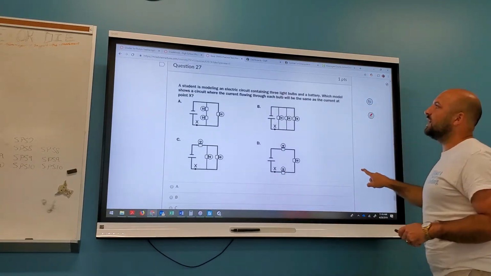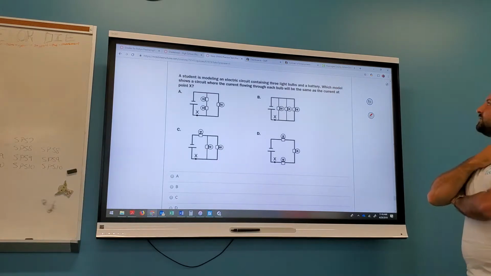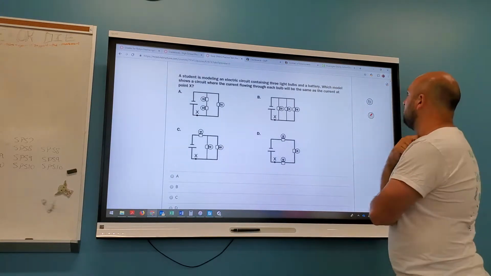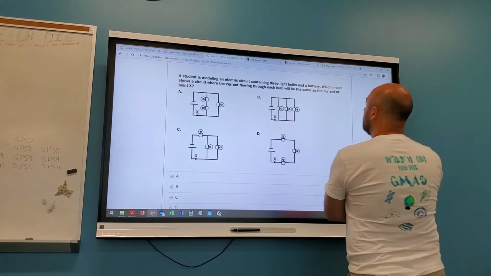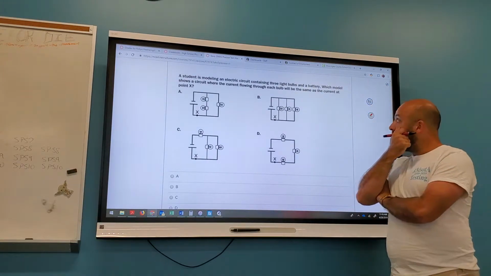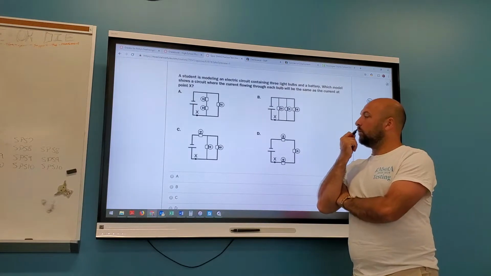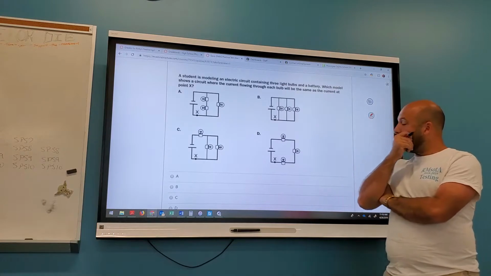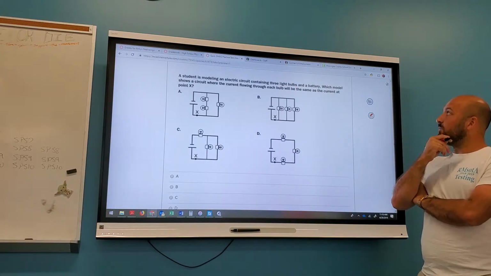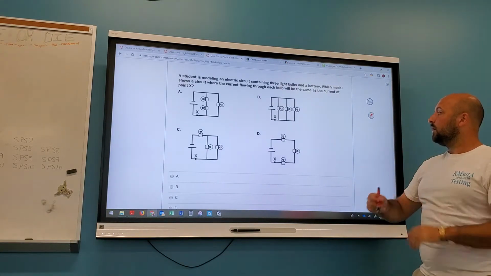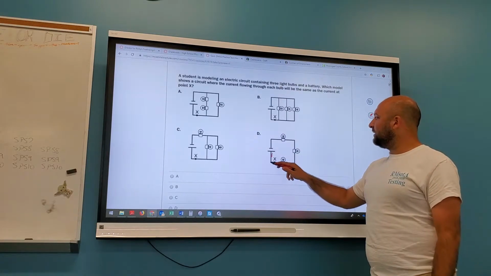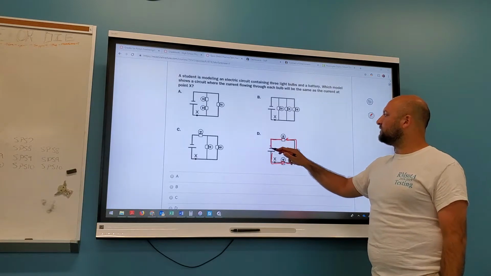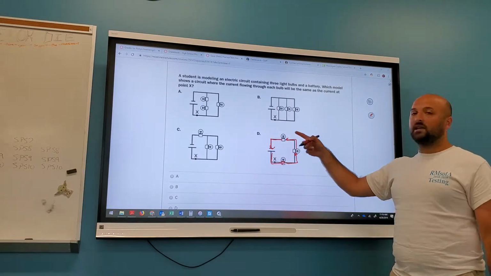Okay. 27. A student is modeling an electric circuit containing 3 light bulbs and a battery. Which model shows a circuit where the current flowing through each bulb will be the same as the current at point X? All right. So when you're dealing with these kinds of models, the main thing is this: when you're talking about the same current, when you line everything up in a series circuit like this, the nice thing about it is the current will be the same all the way through because the electrons all go through the same path.